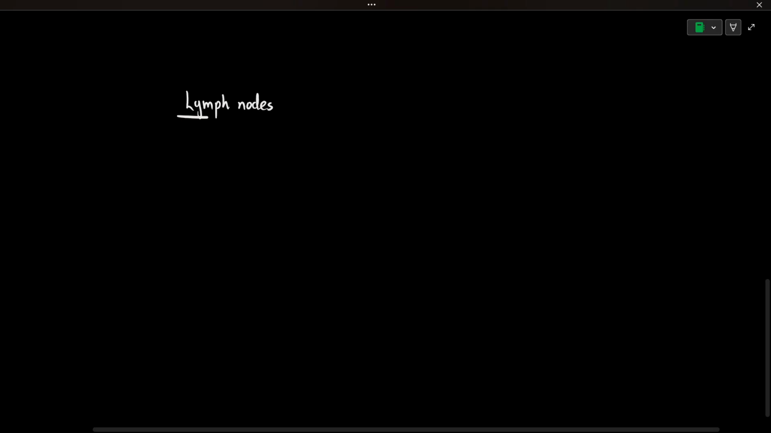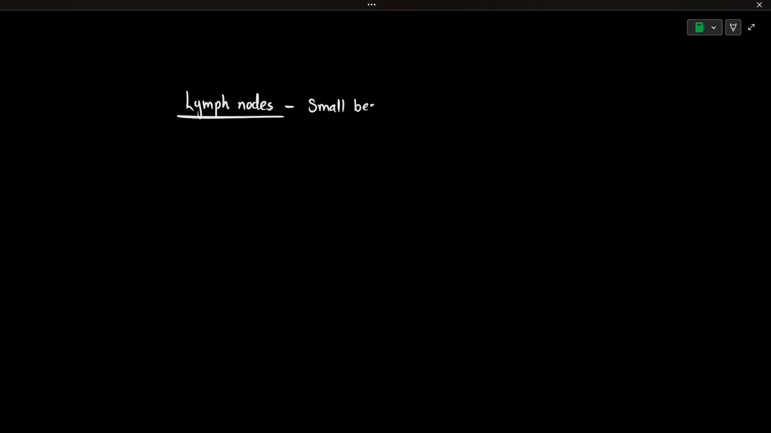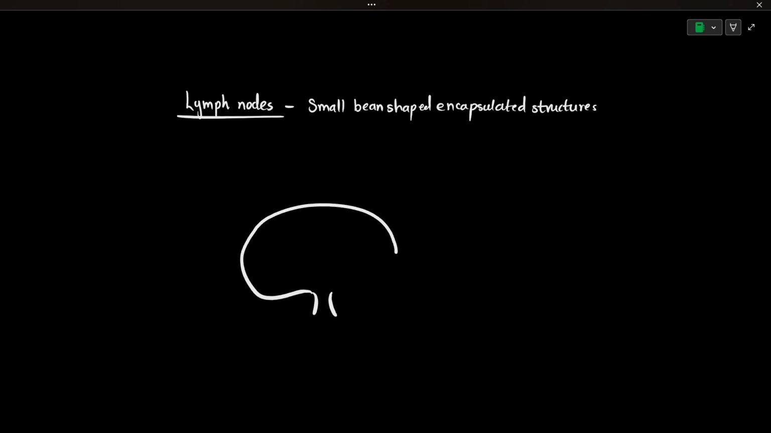So lymph nodes are small bean-shaped, encapsulated structures which are present alongside the lymphatic system. Okay, so let's draw a schematic. So this is the lymph node.